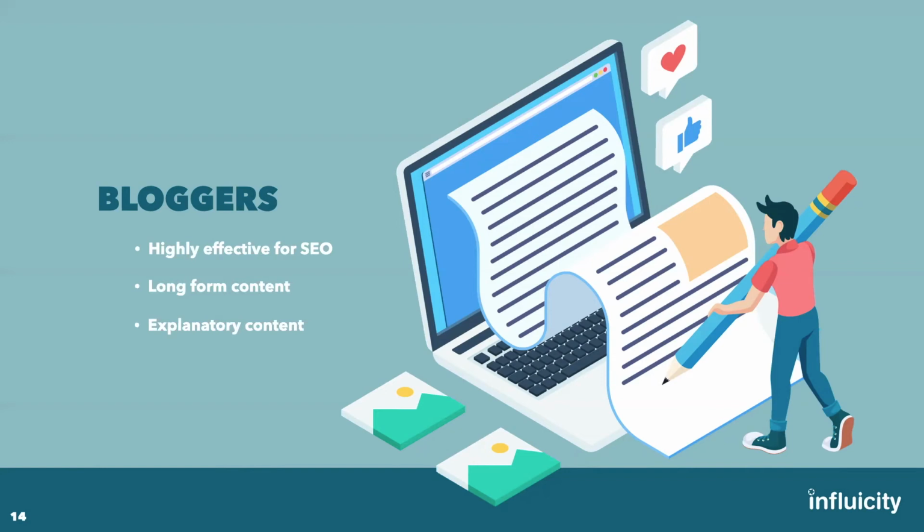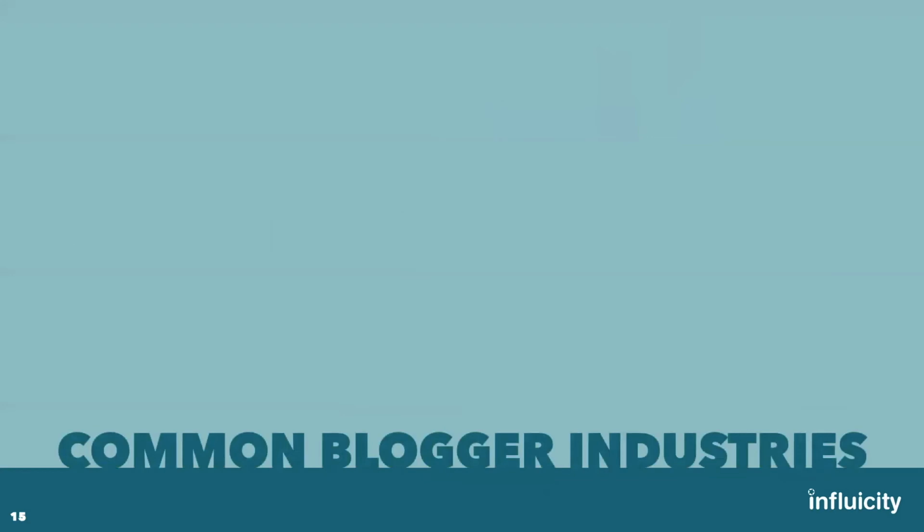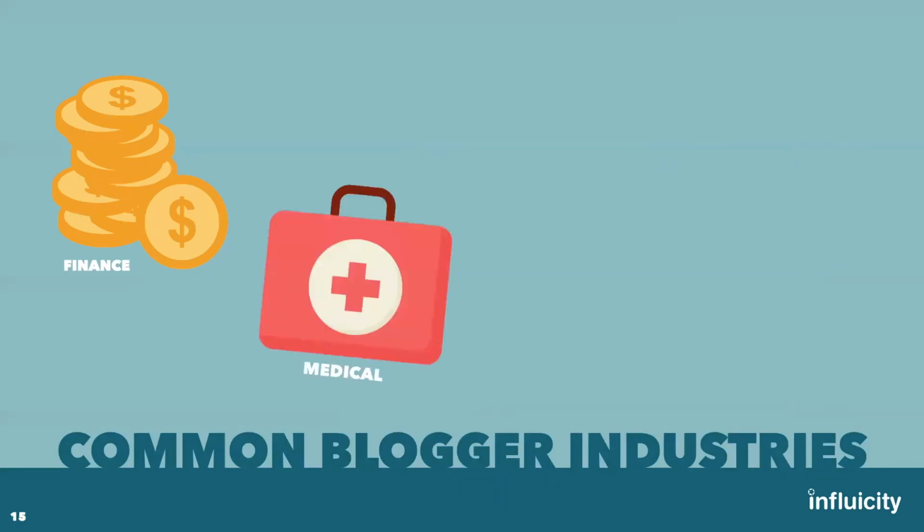Maybe you have a piece of content on Instagram or Twitter, but you want to direct traffic somewhere where they can learn more and dig in deeper, and that's what a blog is for. Some categories that are great for blogging, like I mentioned, finance is a good one because you can explain topics and give examples in a robust way.